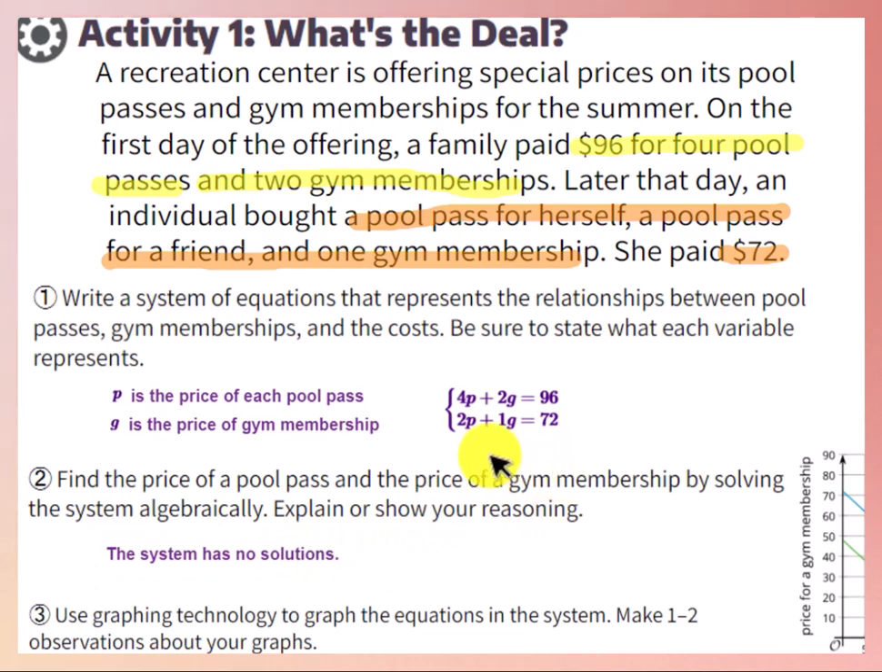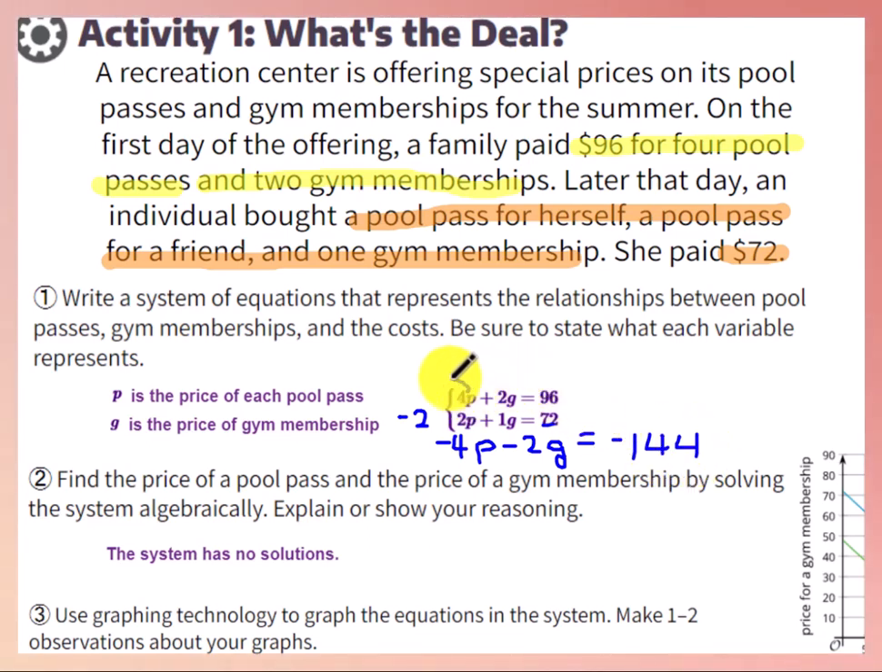All right, this system has no solutions. So what I did is I multiplied that second equation by -2. Okay, when I multiplied that second equation by -2, you can see that you get -4P, -2G equal, and let's go ahead and multiply that -2 times 72, and you get -144.